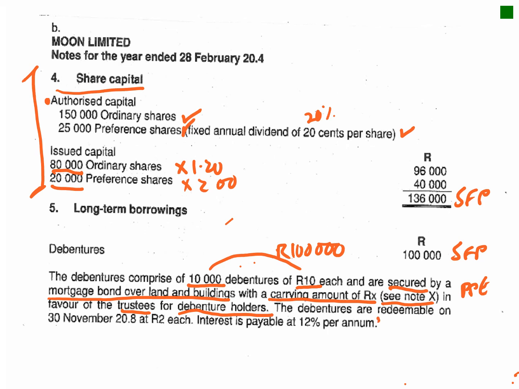You also have to say that the debentures are redeemable at which date, 30th of November 2008 in this case. What's important here is to realize that this means that the total liability at this stage is long-term. There's no current portion because it's getting paid back in more than a year's time. And the debentures will be redeemed at 2 Rand each, and interest is payable at 12% per annum on the debentures. So that's prescribed information that you'll get marks for. You need to, with the share capital and the long-term borrowings notes, memorize the information that's required.